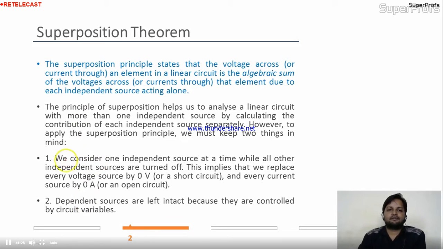The first theorem is the superposition theorem. What is the superposition theorem we'll discuss. First I'll tell you the superposition principle. Okay, suppose you are going to the market. Your father gave you 50 rupees. Your mother gave you 30 rupees. Your younger sister gave you 20 rupees. And your younger brother gave you 10 rupees. You are going to the market.